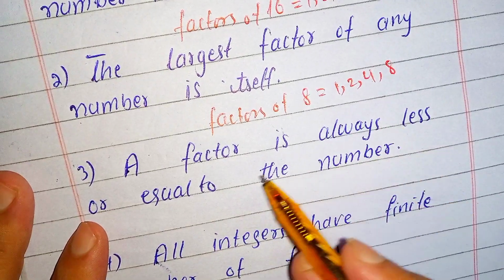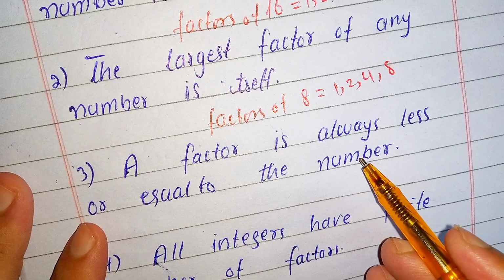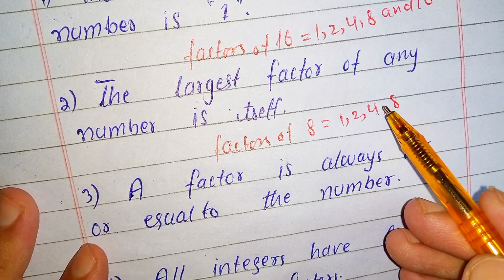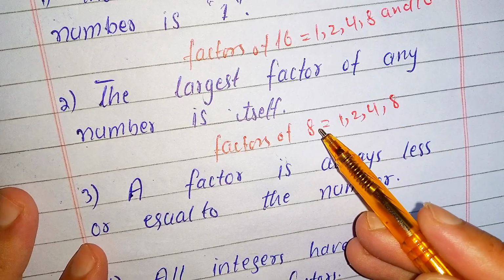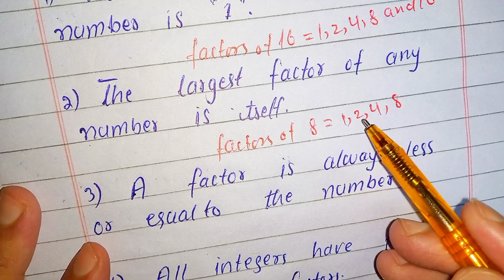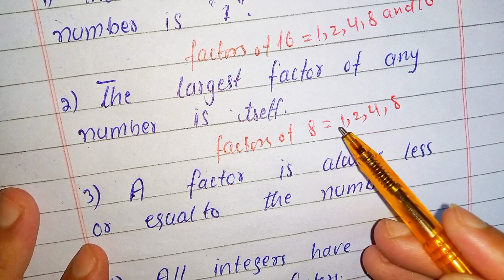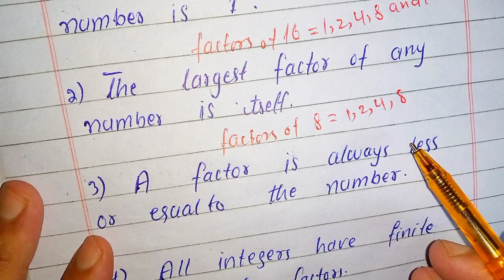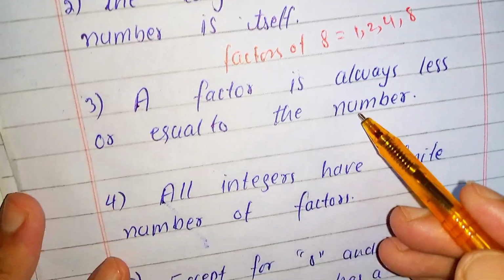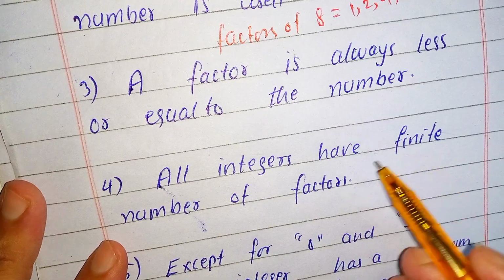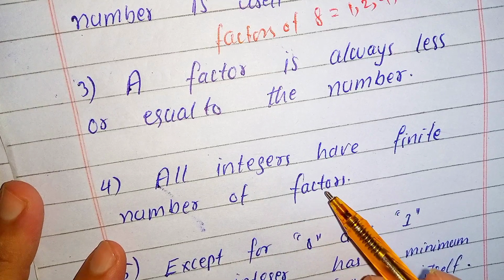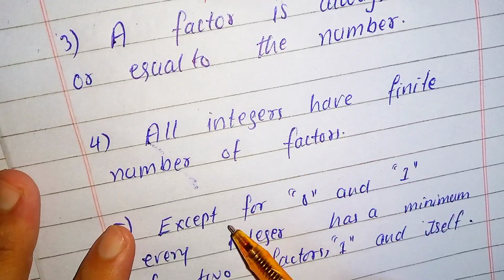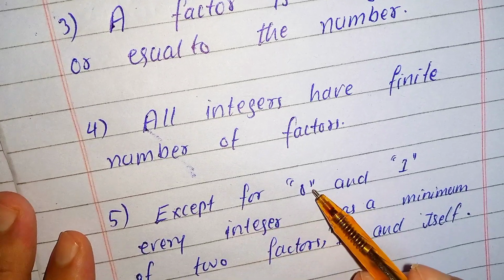A factor is always less than or equal to the number. Here we see that 1, 2, 4 and 8 are the factors of 8, and all of these factors are either less than 8 or equal to 8. So a factor is always less than or equal to the number. All integers have a finite number of factors. So any number that you see has a finite number of factors, except for 0 and 1.